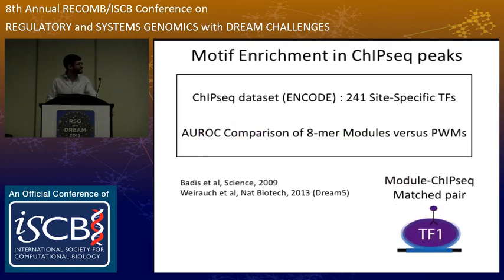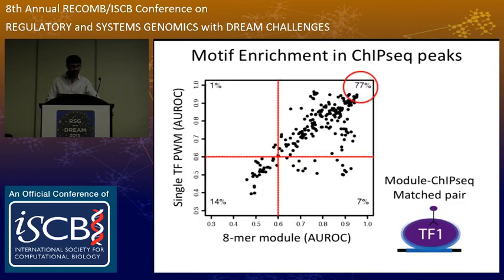So just to start with the first one, we took 241 site-specific transcription factors from ENCODE, and for the specific module, we compared the AUROC enrichment of the modules versus the most proxy position weight matrix. This followed an analysis already presented in previous work, also in DREAM5. And if we do that, we see that in most of the cases, 77% highlighted, the two models, so 8-mer and PWM, are agreeing.